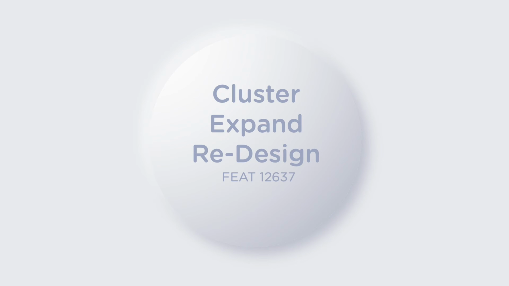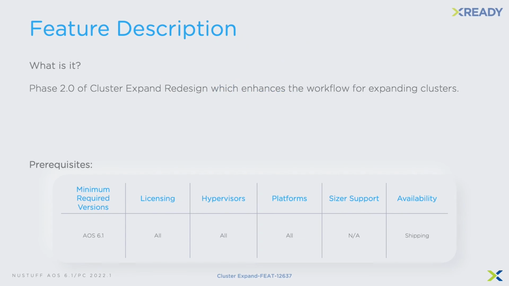The next feature we are going to talk about is cluster expand redesign. This is phase 2. Phase 1 came in AOS 6.0. This is feature 12637, which is in AOS 6.1. So this is, as I said, phase 2 of cluster expand redesign, which enhances the workflow of expanding clusters.